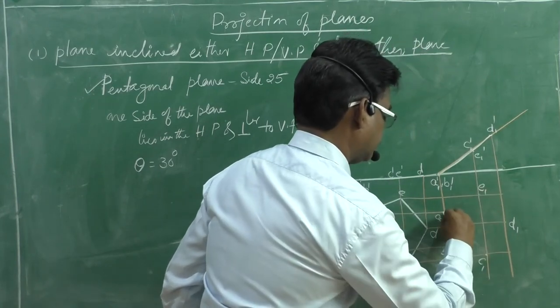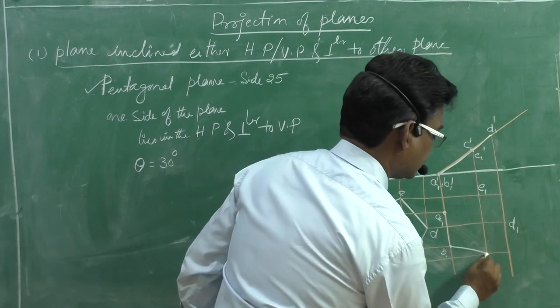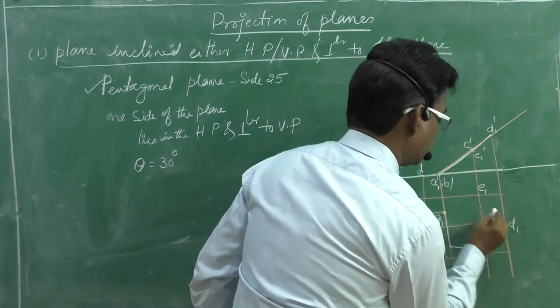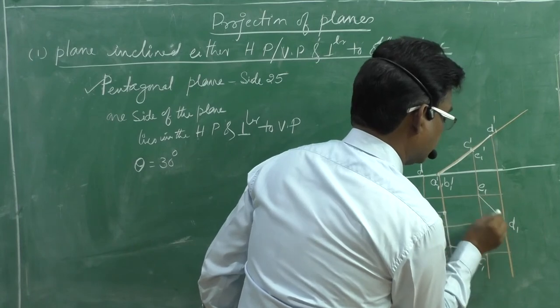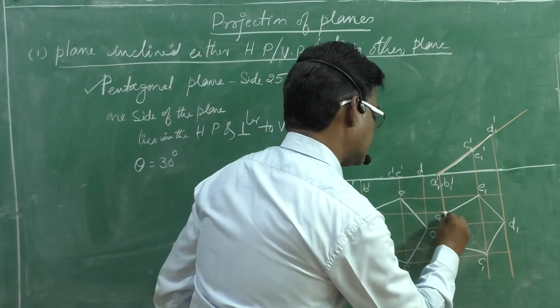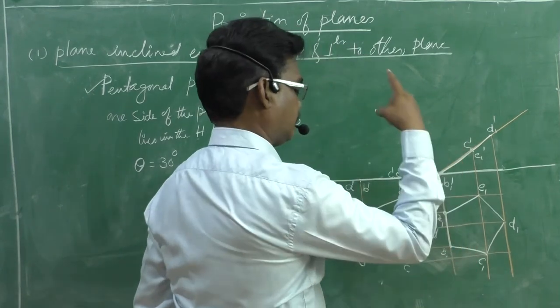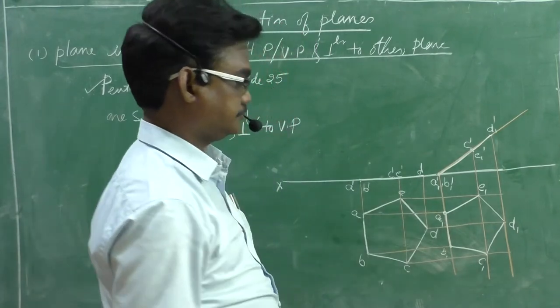Now AB, BC, CD, DE and AE. This is the required top view, and the required front view.